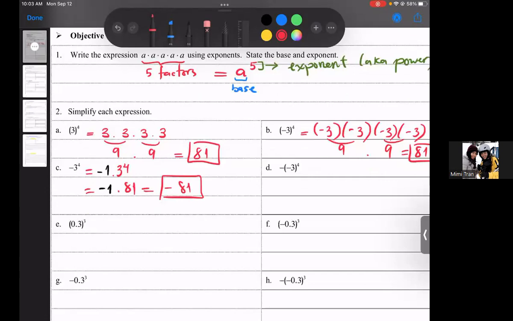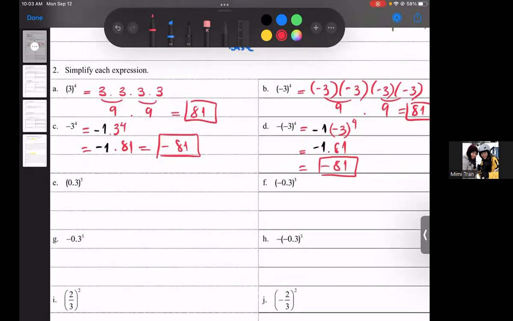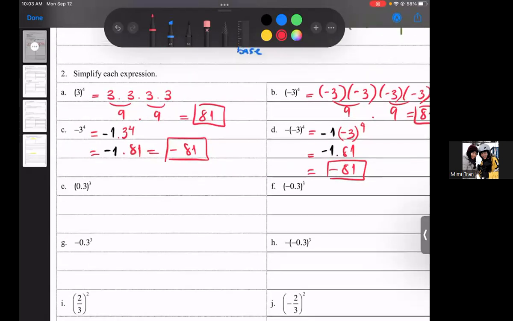For D, when you see the negative outside the parenthesis, I would suggest you rewrite it as negative 1 times negative 3 parenthesis to the 4. We know that negative 3 to the 4th power is 81, which is negative 81. I'll give you like 2 minutes to try E, F, G, and H, see what happens. It's similar.